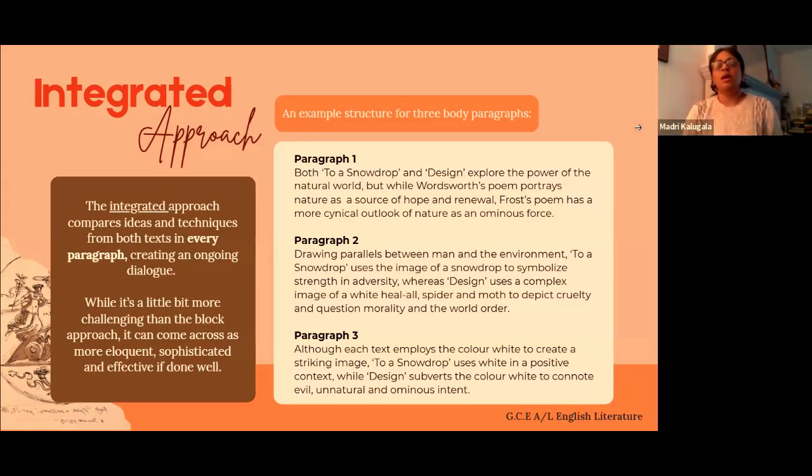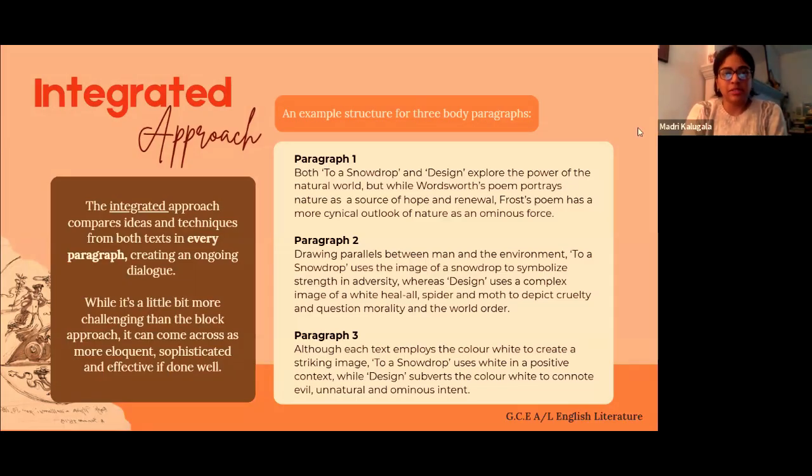Okay, thanks. So again, paragraph 3. What's the key point? It's one point we're looking at. We're looking at how the color white is used. Then we look at it in Snowdrop. Then we look at it in Design. So even though Snowdrop has it in one way, Design shows it in a different way. It's one point you're looking at: the color white. So there's a connecting point, and then the two different texts are looked at together.